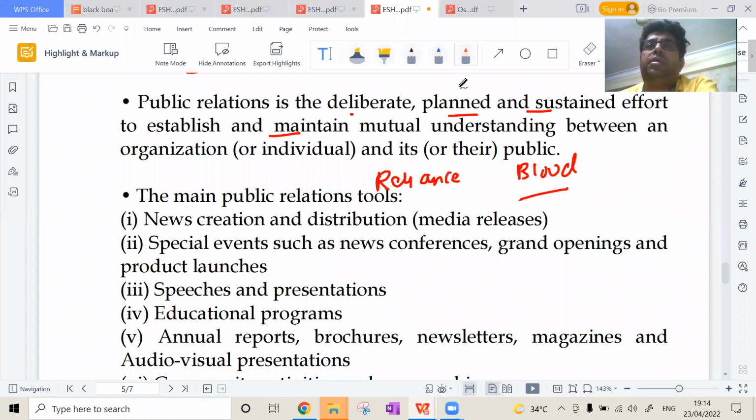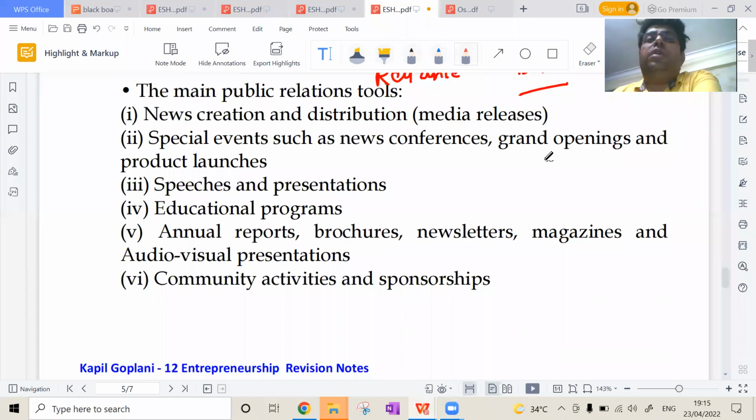In the corporate, they are not only doing blood donation camps. If you have heard about corporate social responsibility, that is also public relation, beta. That is there. Now moving on to the questions.